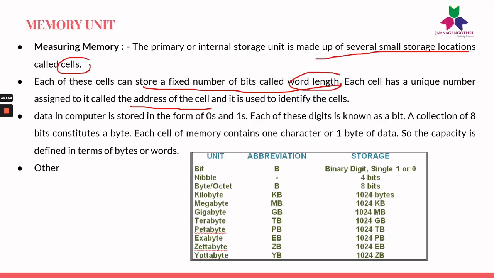As mentioned earlier, data in a computer is stored in the form of zeros and ones. Each of these is known as a bit, and a collection of 8 bits constitutes a byte. Each memory location contains one character or one byte of data. So the capacity is defined in terms of bytes or words.